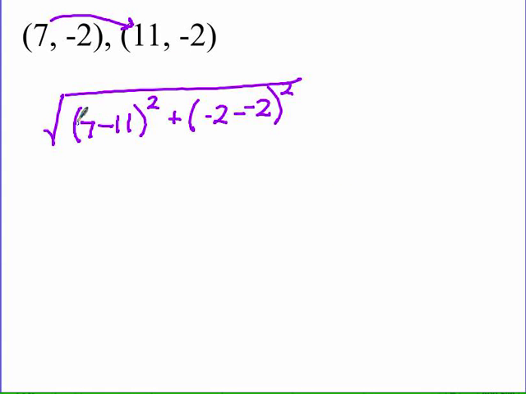So what is 7 minus 11? Why does that have to be -11? Because that's just the formula. 7 minus 11 is -4. Okay, what's -2 minus -2? 0. Okay, so really I end up with the square root of what? 16. Which is 4. Once again, you're going to have to check to see what they end up having.